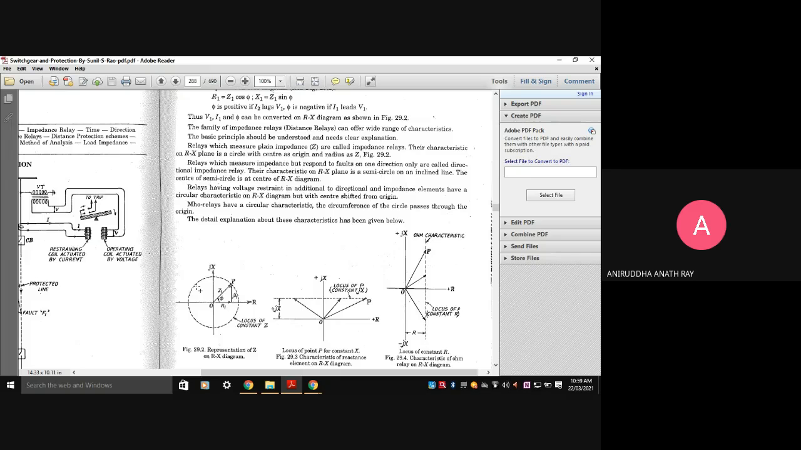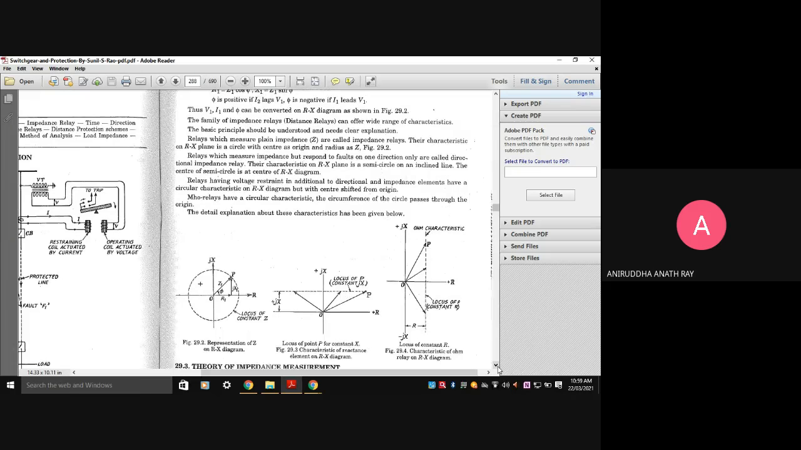So their characteristic is a circle with center at origin and radius Z. The relays which measure impedance but respond to faults in one direction only are called directional impedance relays. I repeat, those relays which measure impedance but respond to faults in one direction only are called directional impedance relays. Their characteristic on the RX plane is a semicircle on an inclined line, as you can see over here in the RX diagram. So this is all about the RX diagram.